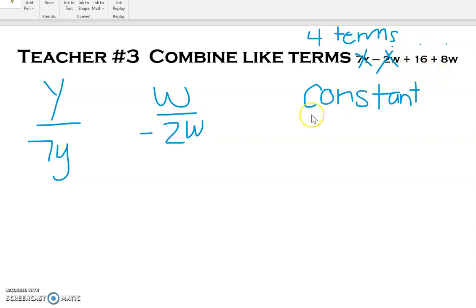Then I have 16, which is a constant. It has no letter with it. And that's a plus, so I'll just add that this is plus 16 to remind myself. And then the last one is a w term, and that is a plus 8w. Okay. Now that they're sorted into their categories, I can combine by column.